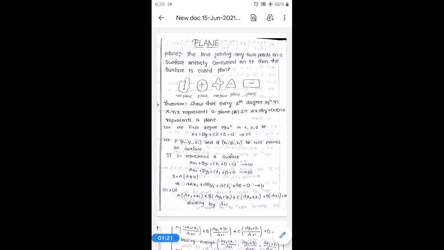First of all, what is meant by a plane? Choose any 2 points on the surface. If the line joining any 2 points of a surface always lies on the surface, then the surface is called a plane. A plane is a surface in which the line joining any 2 points on the surface is entirely contained in the surface. So this is the definition of a plane.